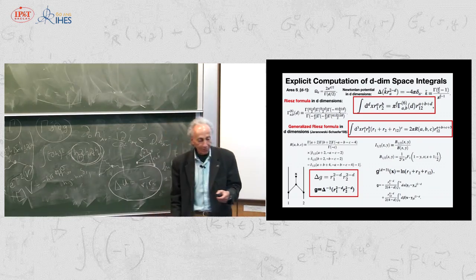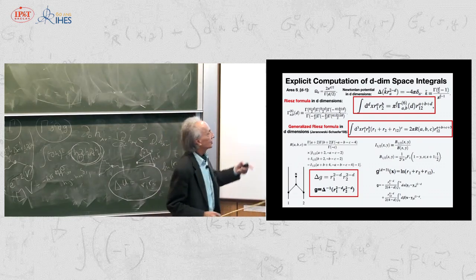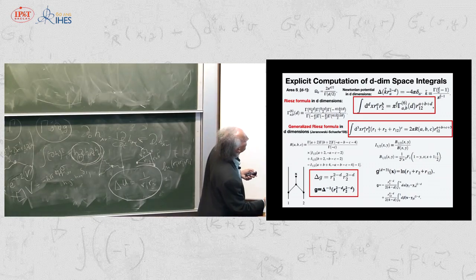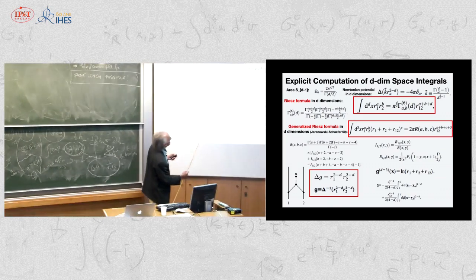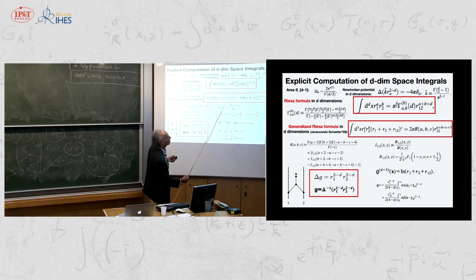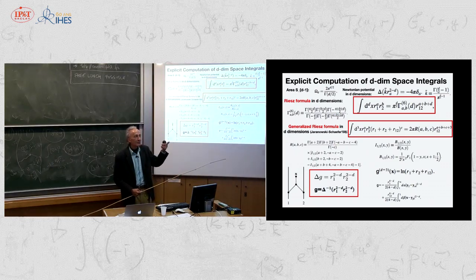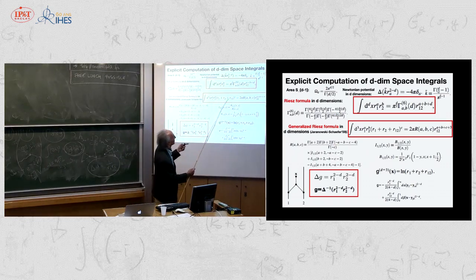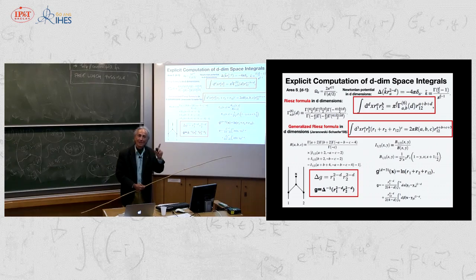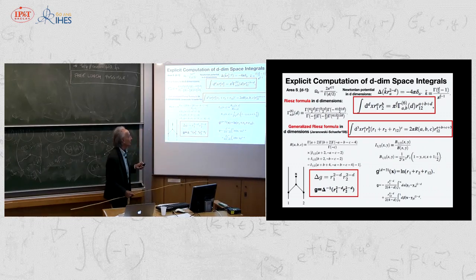Because of this simple formula, all the computations, after a while, involve integrals with powers of R1, powers of R2, and powers of this combination. And Jaranowski and Schäfer have shown that this integral, which is more complicated now, can be computed explicitly in terms of the beta function, the incomplete beta function, which is a hypergeometric function.